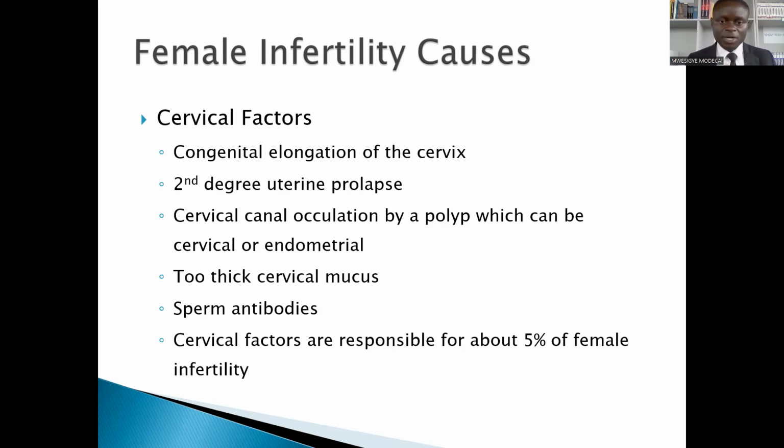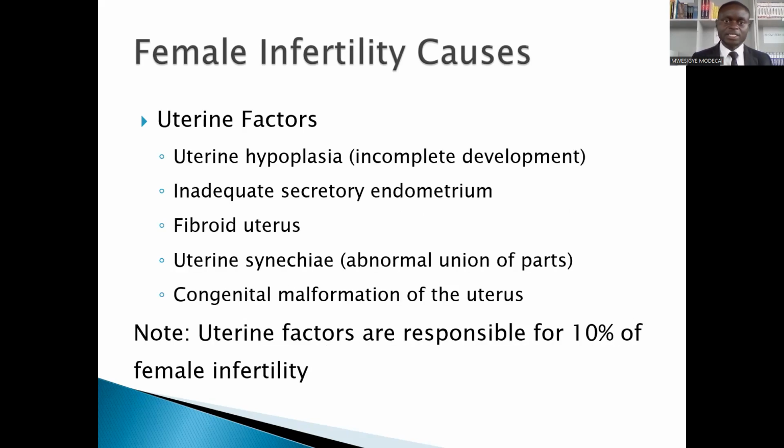Then also talk about the cervical canal occlusion by a polyp. Once the cervical canal is obstructed by the polyp, then the sperm will find it hard to penetrate and reach the ampulla, and hence infertility. We still talk about too thick cervical mucus. When the cervical mucus is too thick, it delays the sperm motility.